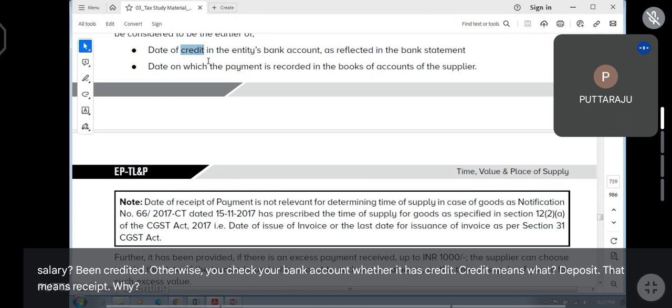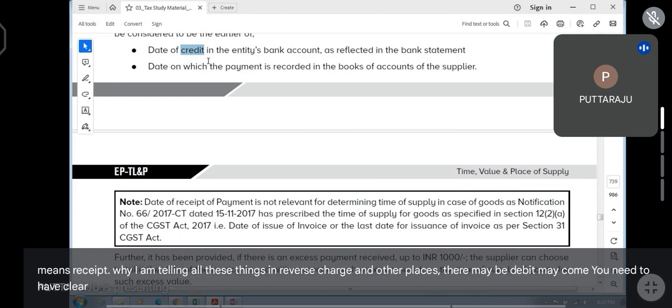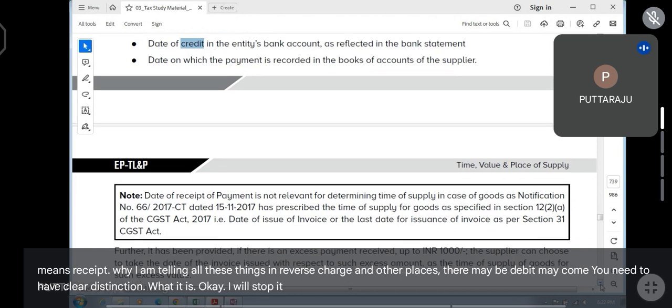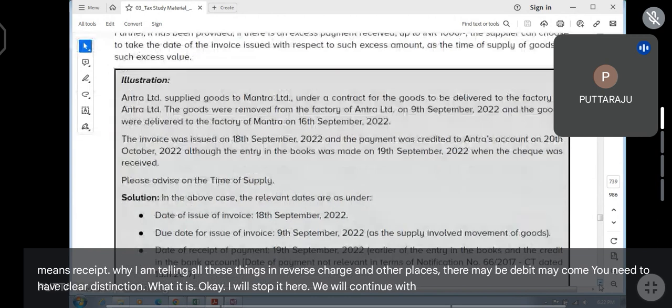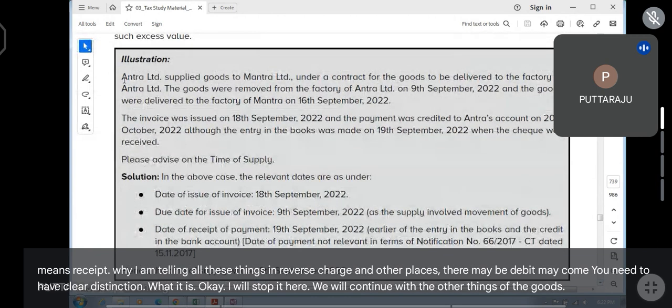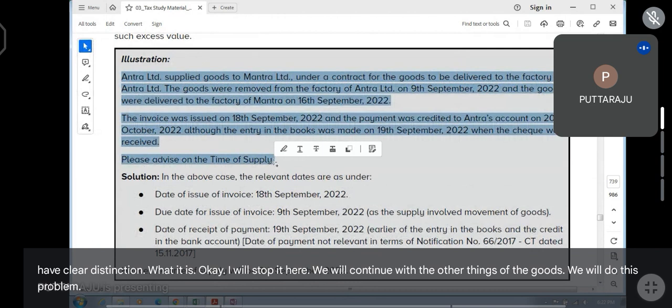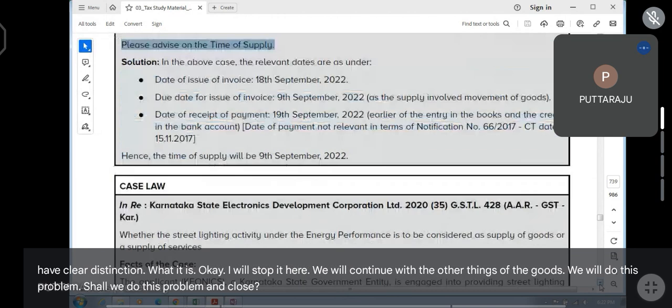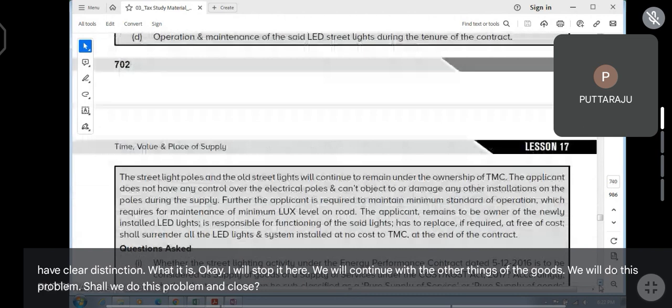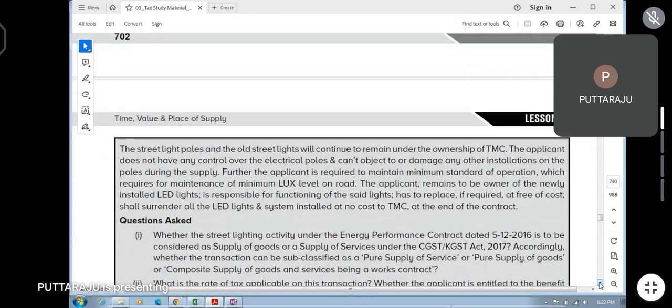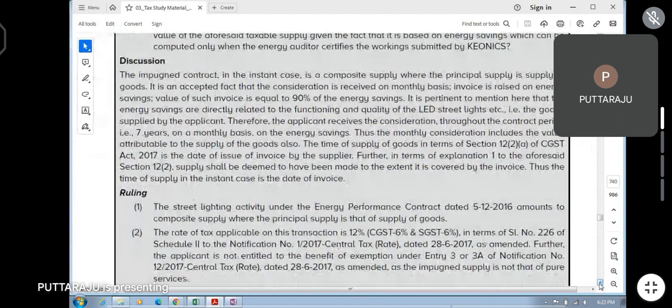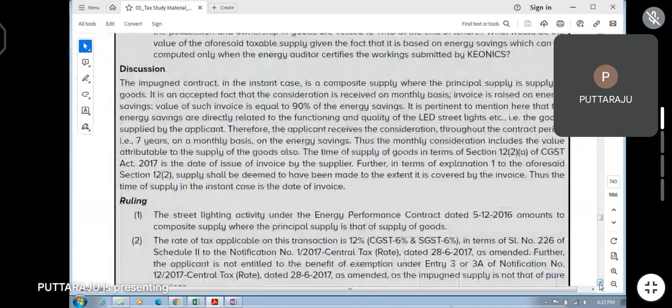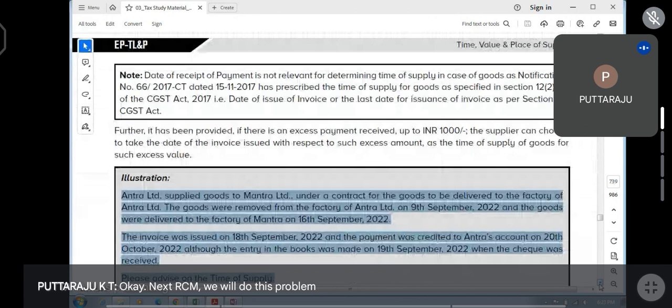Why am I telling all these things? In reverse charge and other places, a debit may come, so you need to have a clear distinction of what it is. Okay, I will stop it here. We will continue with the other things of the goods. Shall we do this problem and close? Yes, sir. Okay, next RCM. We will do this problem and close.